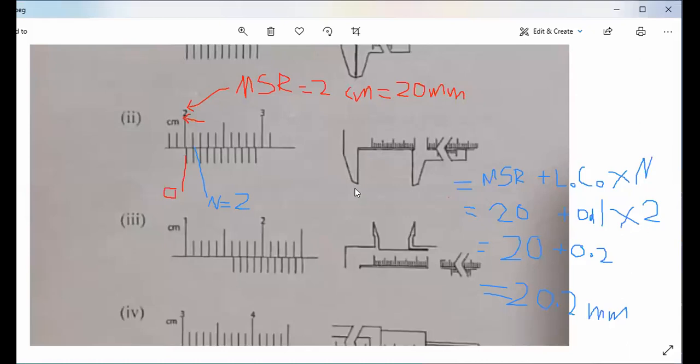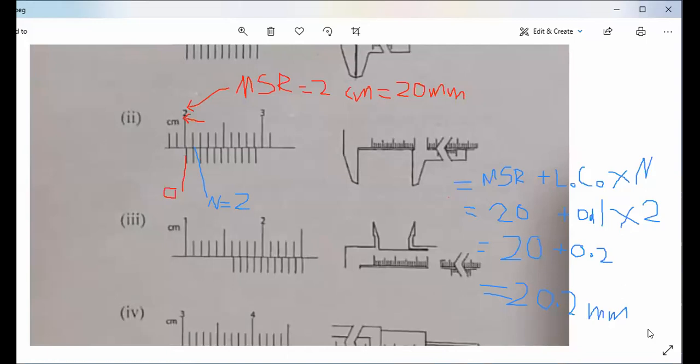Right. Star point and write: the reading shown in the second figure equals MSR plus LC into N. As the instrument has a positive zero error, comma, that error should be subtracted from the reading. Okay, dear?